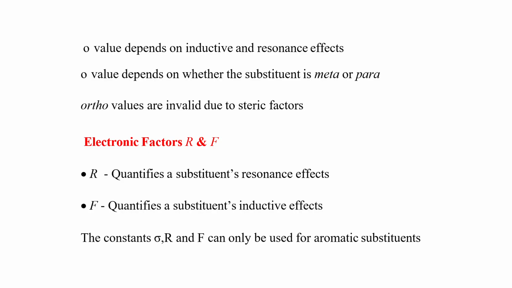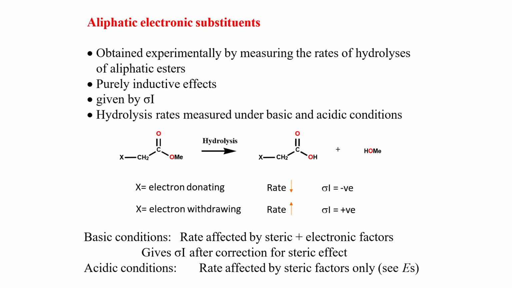Now what are these electronic effects actually? The electronic effects are R and F. R qualifies the substituent's resonance effect, and F qualifies the substituent's inductive effect. The value depends upon whether the substituent is at the meta or para position, and ortho values are invalid due to steric factors. The constants sigma, R and F can only be used for aromatic substituents.